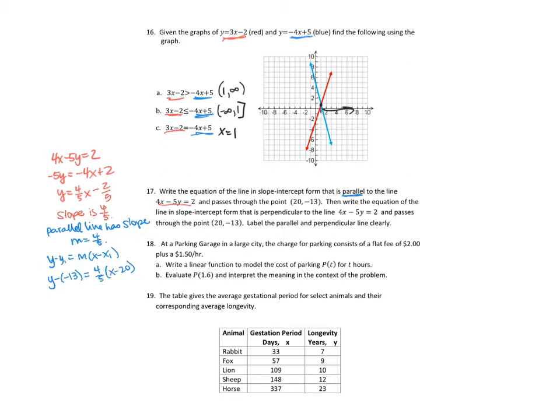And I want to write it in slope-intercept form, so let's do that. I have y plus 13 equals, when I do 4/5 times x, that's just 4/5 x, minus, and when I do 4/5 times 20, I get 16. Okay, and I can subtract that 13 over, and I get negative 29.